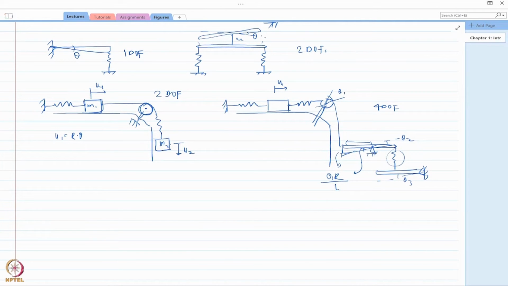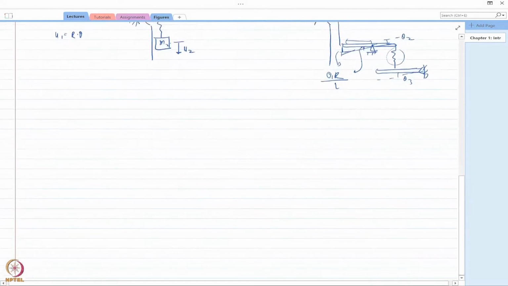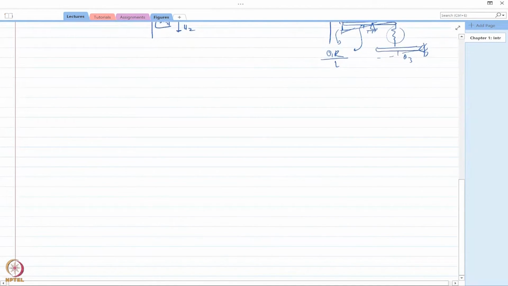All right. So now let us move on to different components of a dynamic system, and let us see how we simplify a system to a mathematical model which is amenable to mathematical analysis or setting up the equation of motion.